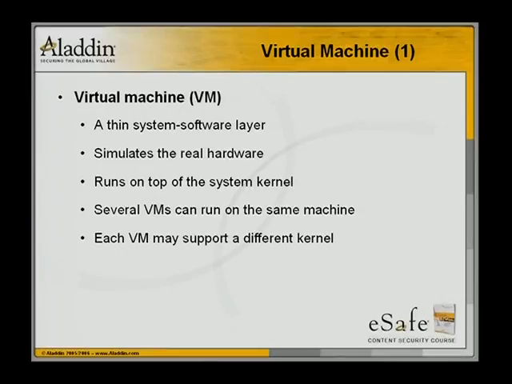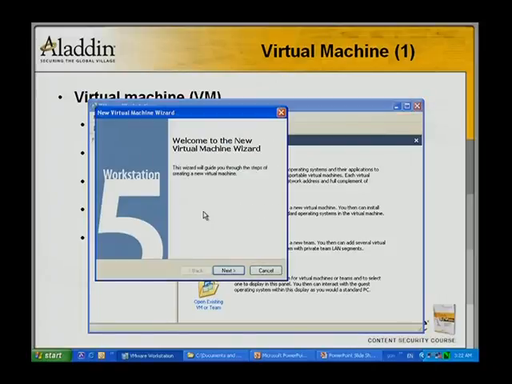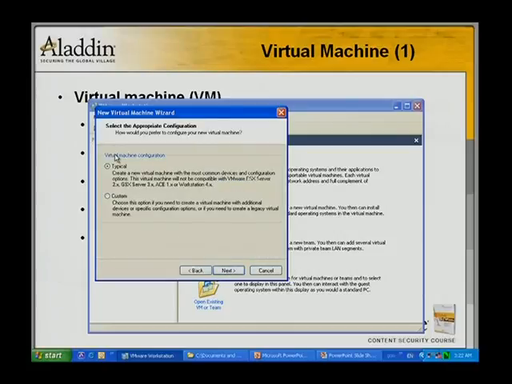So I will open up my VMware program now, and we'll see how we create a new virtual machine. This is the VMware program. Here we can create a new virtual machine. So I will open up this wizard. I get a wizard, I press next. It asks me which type of virtual machine configuration I want. For this example, I would choose typical.